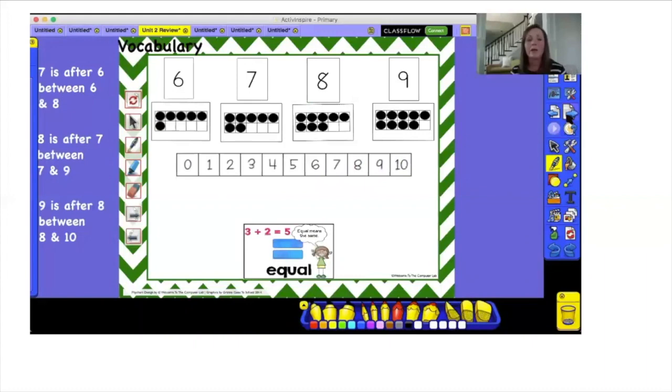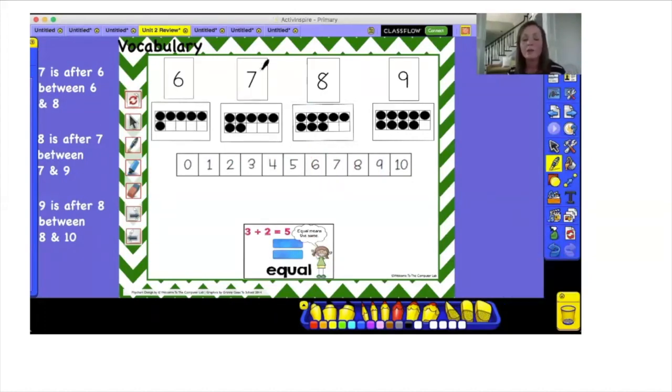Let's do some vocabulary. Our vocabulary for this unit is 6, 7, 8, and 9. So we know that 6 is when we have the 10 frame full at the top and 1 more. We also know that when we're looking at our number path or when we're counting, that 6 is 1 more than 5 and 1 less than 7.